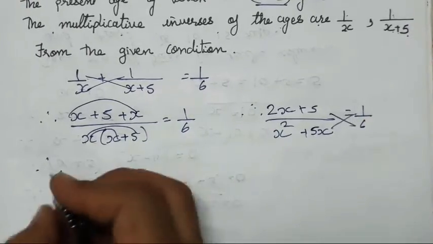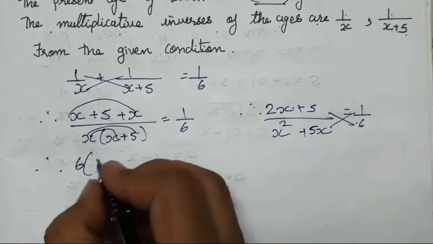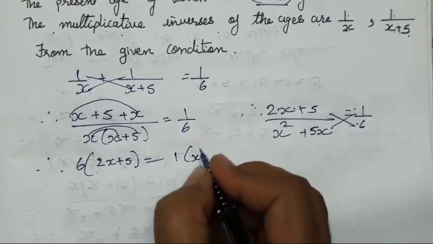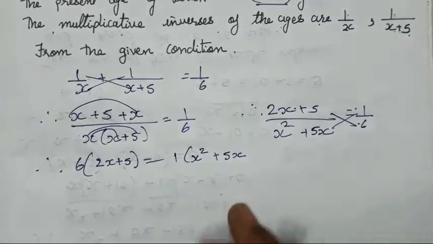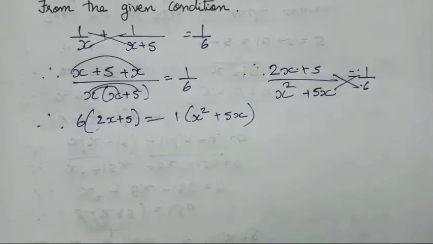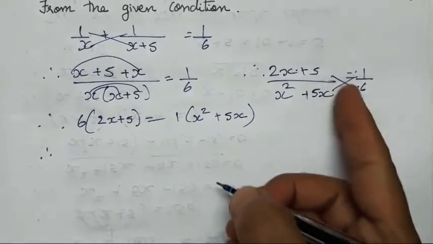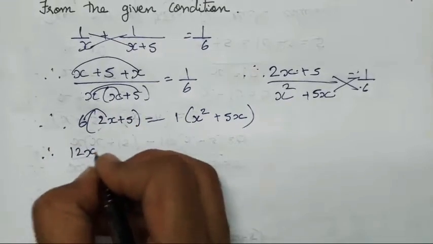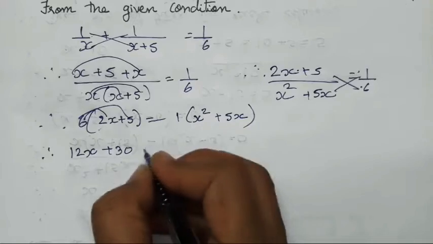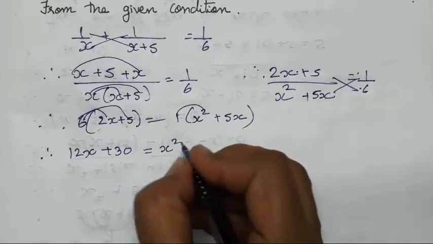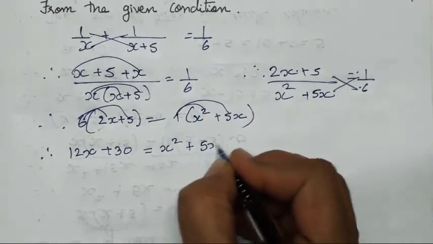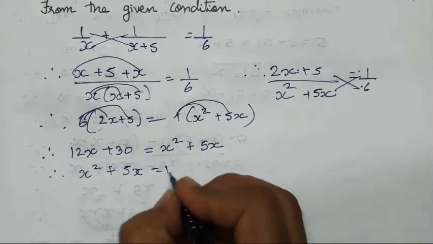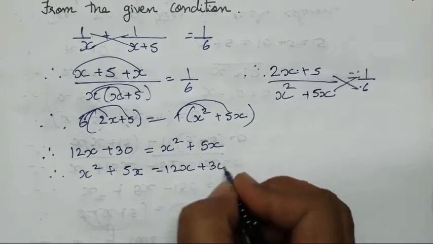Therefore, again cross multiply we have to do. 6 multiplied with 2x plus 5 and 1 multiplied with x square plus 5x by cross multiplication method. Okay, therefore you all can mark this sign, no problem. Now what we have to do, multiply it. That is going to be 12x plus 30 is equal to x square plus 5x. Therefore x square plus 5x is equal to 12x plus 30.